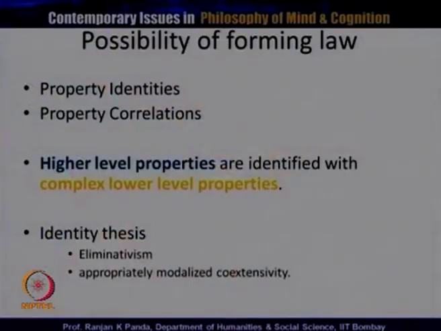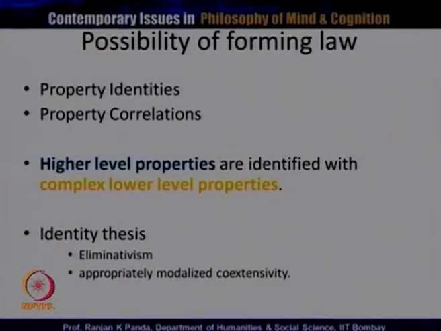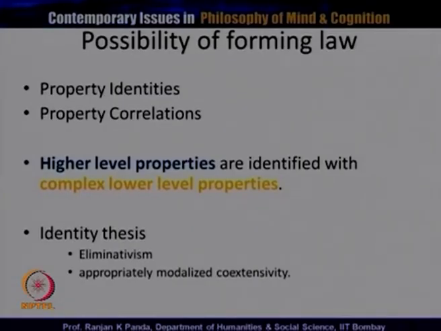So, to talk about laws, we need to identify properties. What are the basic properties? If M is a mental property, then how do we determine or identify that property, and further, we have to talk about its correlation.